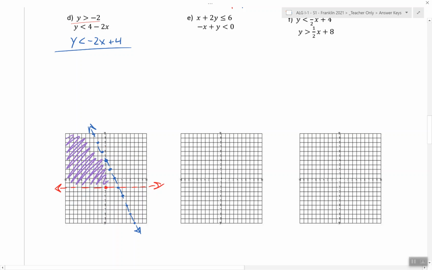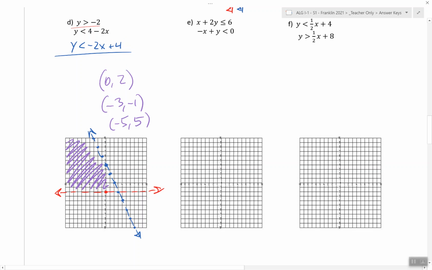And let's pick 3 points. Let's say 0, 2. Now both of these are dotted, so I've got to stay off the lines. Negative 3, negative 1. And let's say negative 5, 5. Okay.